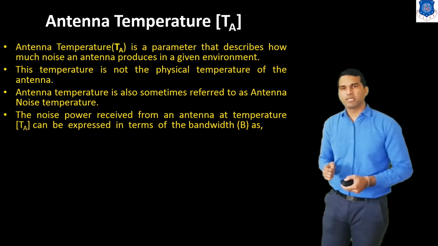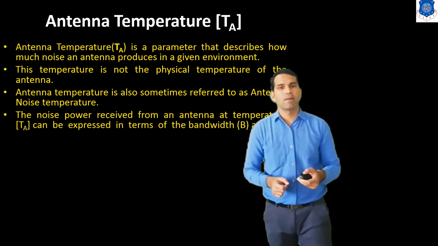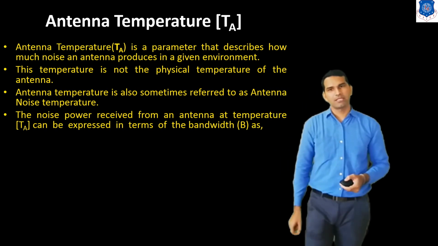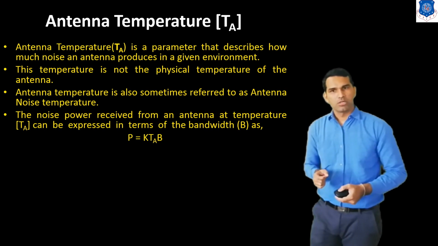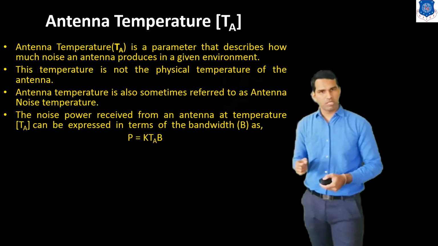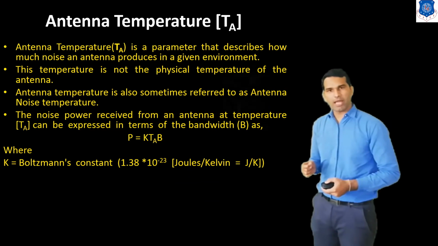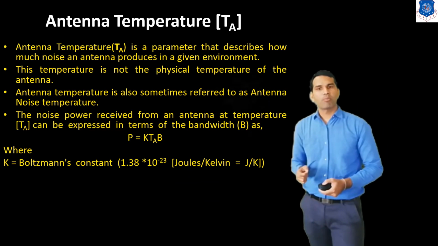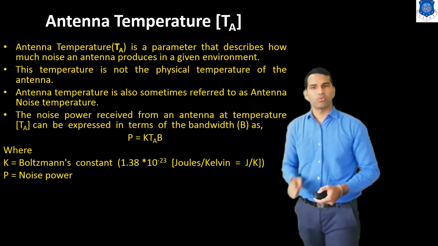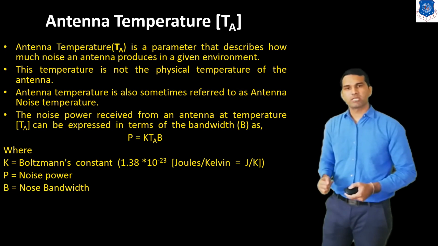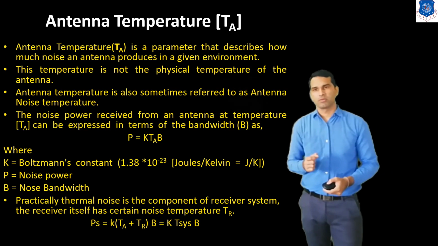The noise power received from the antenna at the temperature TA can be expressed in terms of the bandwidth B as P = K TA B. Here P is the noise power, K is the Boltzmann constant whose value is 1.38 × 10^-23, B is the noise bandwidth, and TA is the noise temperature.